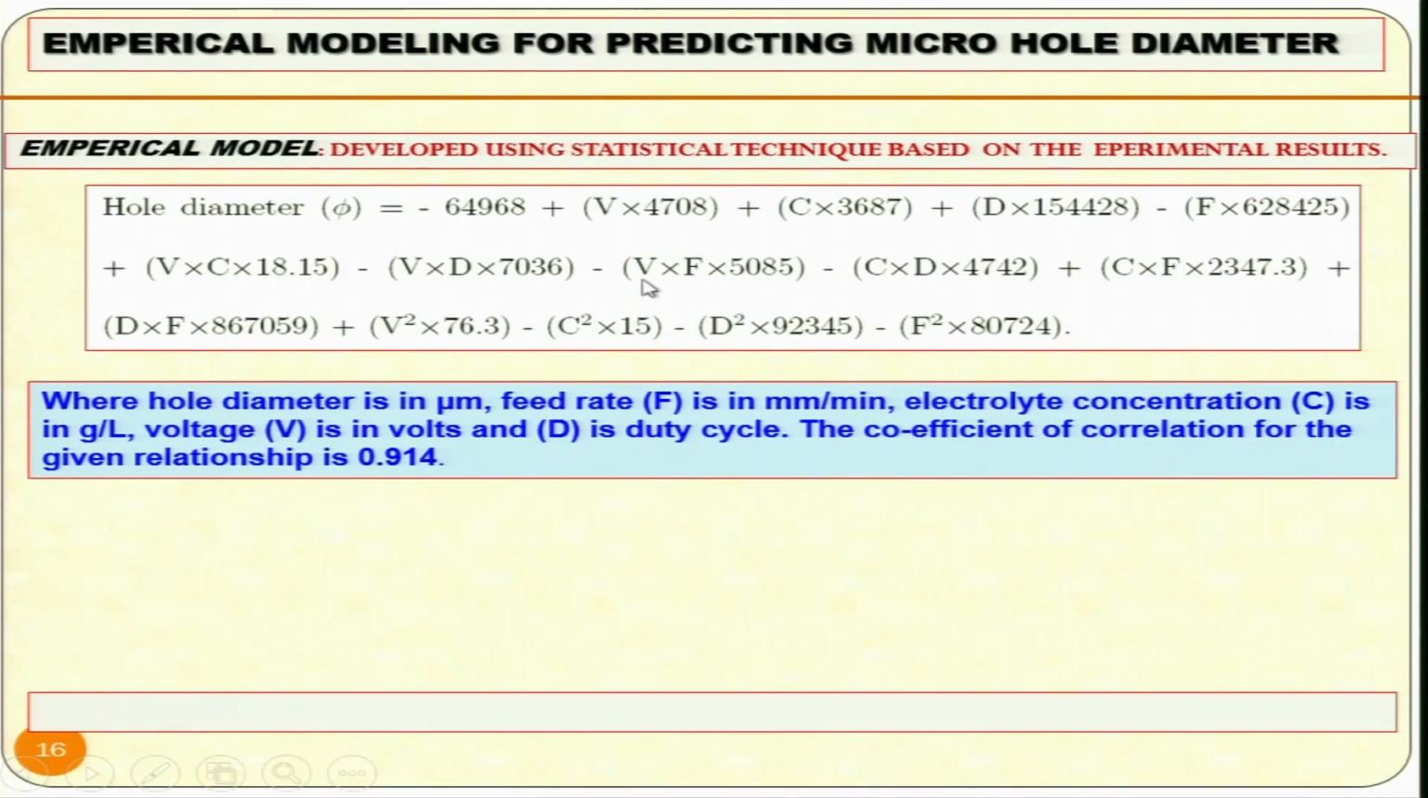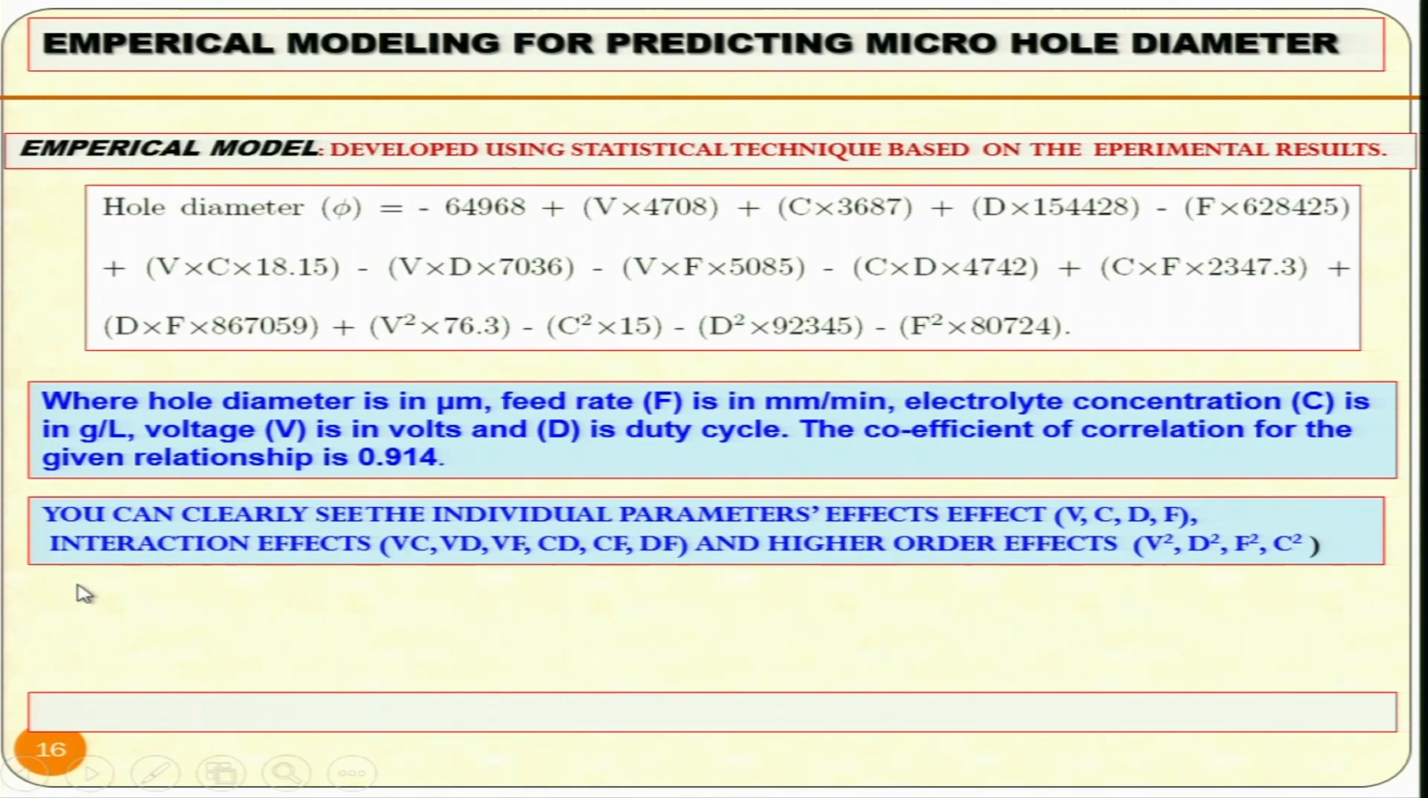One can use this particular empirical model, but please note that an empirical model is valid only for the given tool material, given workpiece material and given machining condition. If you change any of them, then these empirical models cannot be used for predicting the hole diameter accurately. Here the coefficient of correlation for the given relationship is 0.914.